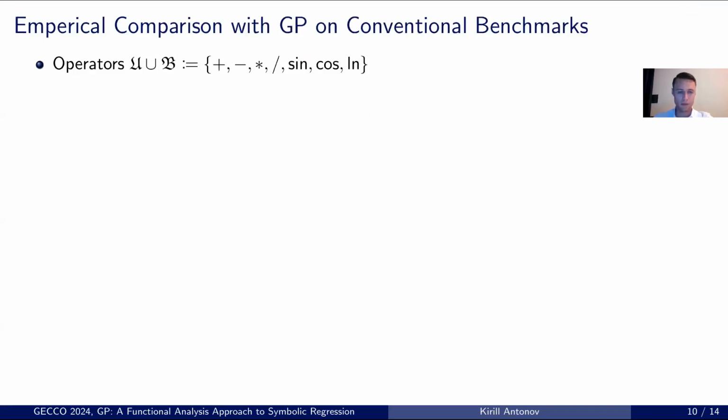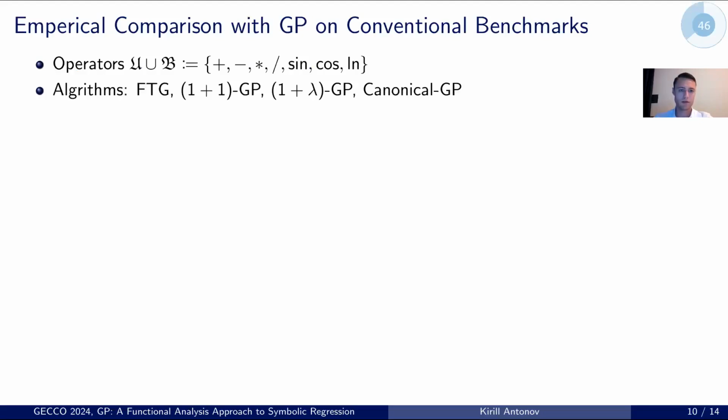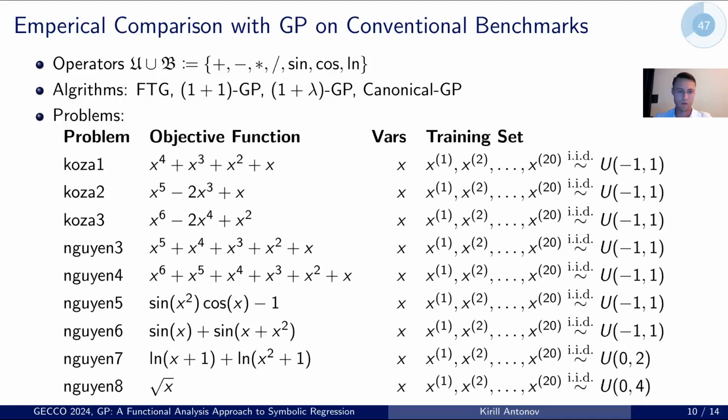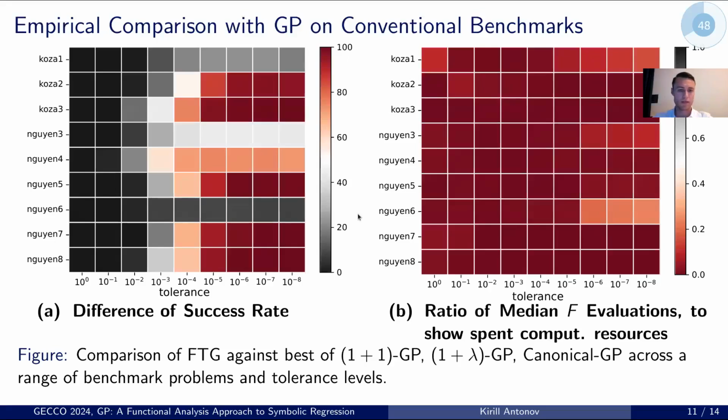We empirically analyze the performance of this algorithm on conventional benchmarking problems. So we consider unary and binary operators, and the conventional algorithms that we consider are 1 plus 1 GP, 1 plus lambda, and canonical GP. We compare them on conventional benchmark problems. On this slide, we show the result of this comparison. The horizontal axis shows the tolerance, and the vertical axis shows different problems.